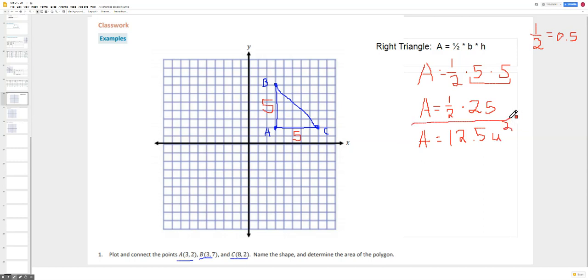All right, so there you go. We drew our polygon and found the area. Sorry, first we identified it as a right triangle. Then we found the area using the area formula for a triangle. All right, so go ahead and stop the video right there. We're going to move on to another polygon in the next video.